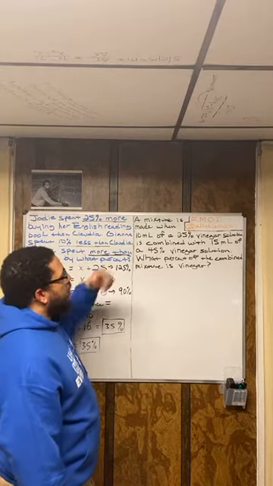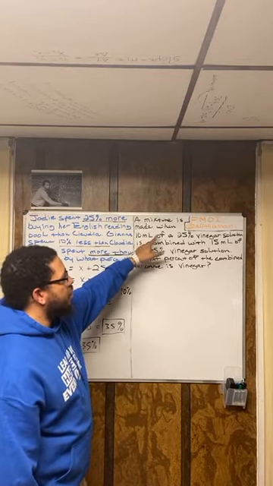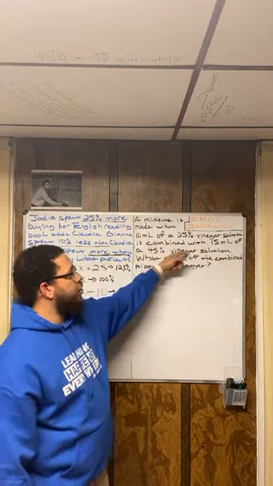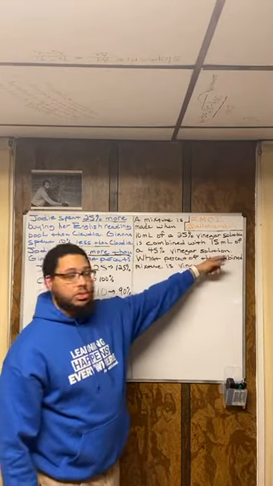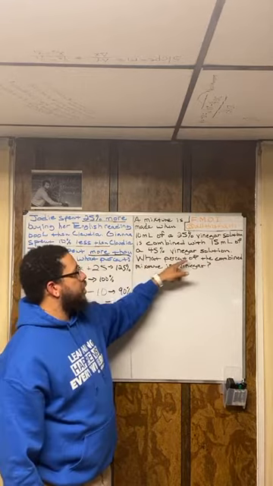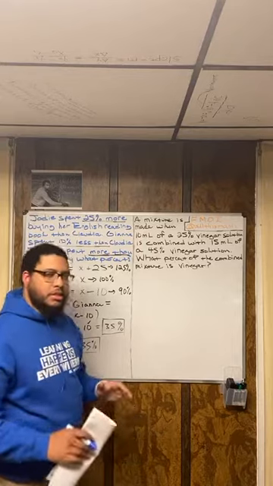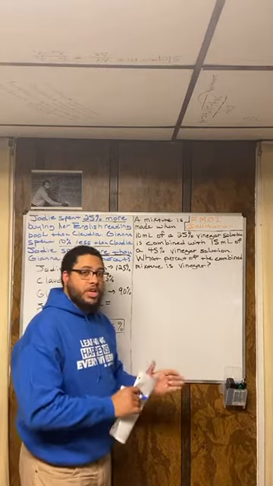So anyway, the problem says a mixture is made when 10 milliliters of a 25% vinegar solution is combined with 15 milliliters of a 45% vinegar solution. What percent of the combined mixture is vinegar? All right, so just let that sit with you for a minute, because again, we have to be able to read before we do math.